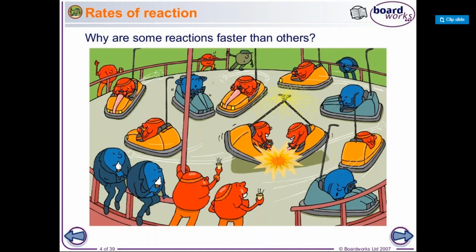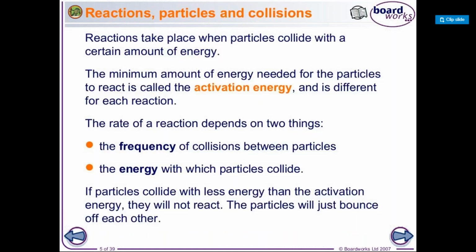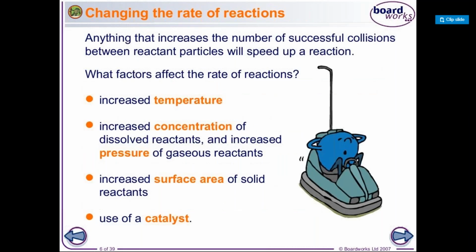But not all collisions are successful. In order to have successful collisions, particles should have a minimum energy, which is called activation energy. The rate of a reaction depends on two things: the frequency of collisions between particles and the energy with which particles collide. If particles collide with less energy than the activation energy, they will not react. The particles will just bounce off each other. Anything that increases the number of successful collisions between reacting particles will speed up a reaction.